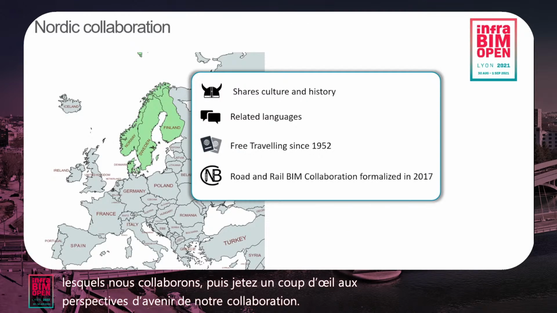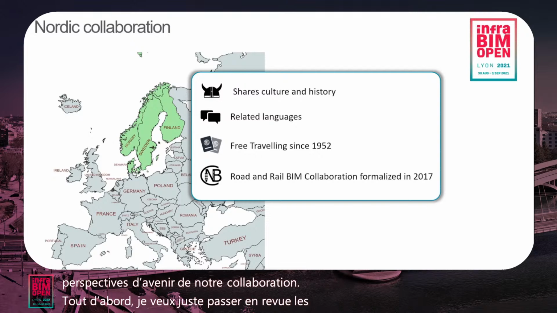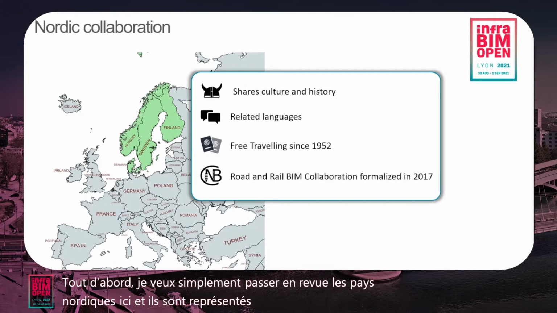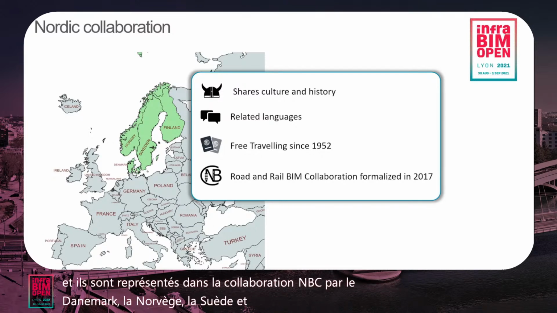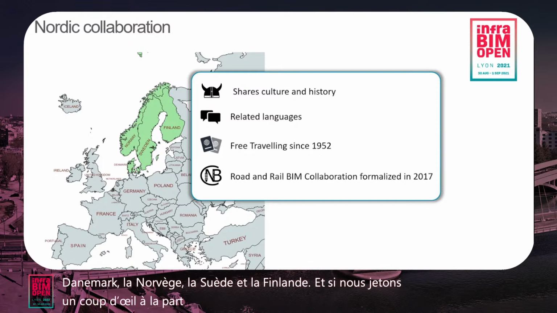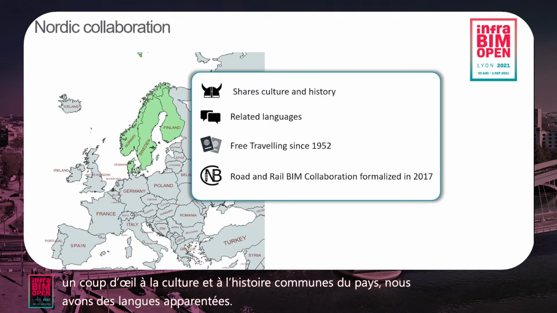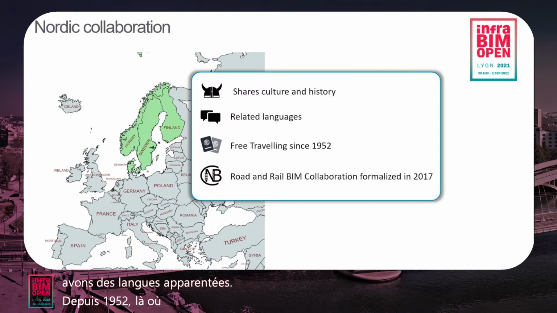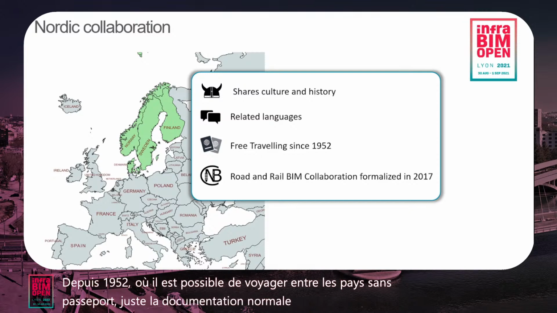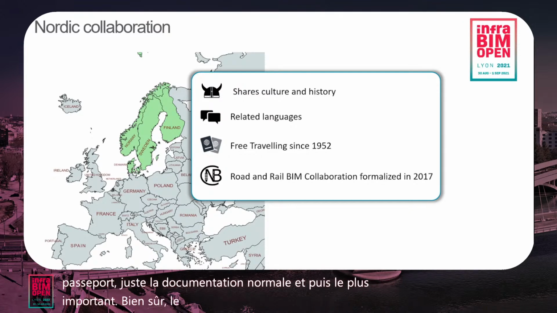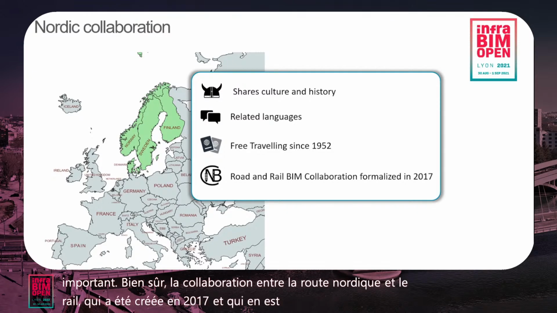First, I just want to go through the Nordic countries here. They are represented in the NBC collaboration by Denmark, Norway, Sweden, and Finland. If we take a look at the countries, we share culture and history together. We have related languages. Since 1952, it has been possible to travel between the countries without passports, just normal documentation. And then, most important, of course, the Nordic Road and Rail BIM collaboration, which was formed in 2017, and that's the basis for this presentation here today.